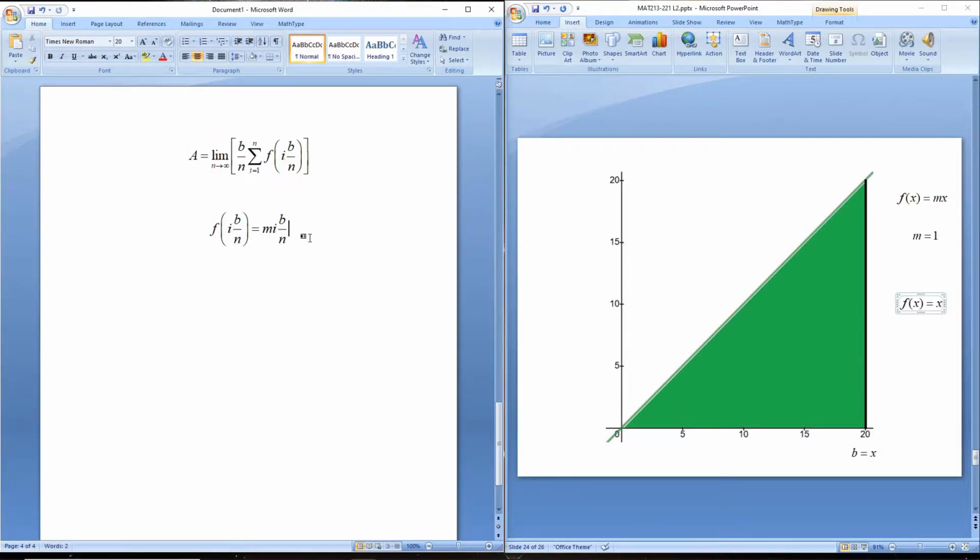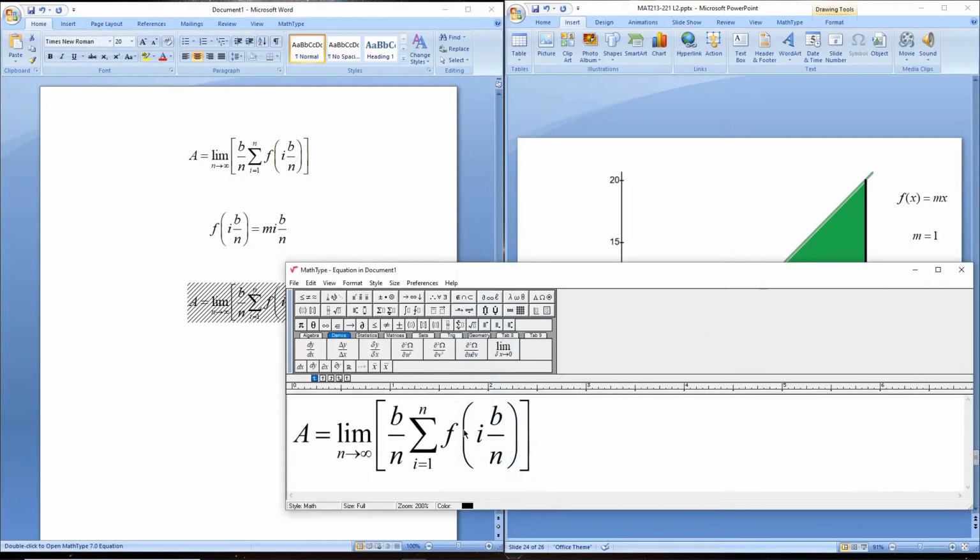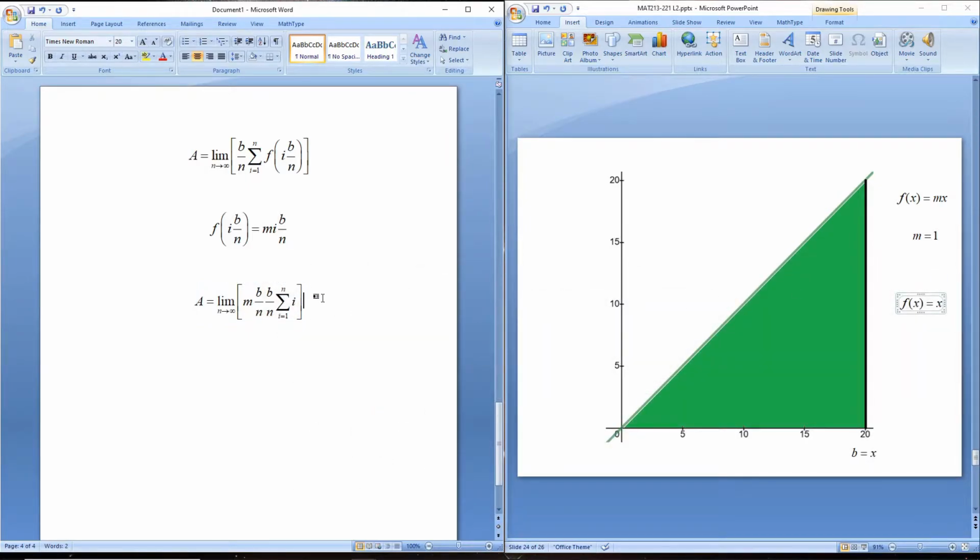And we're going to replace that into our summation. So this would be m i times b over n. Also recall, if something is constant, we can pull it outside the summation. So m right here, that's not dependent upon i, so we can pull that outside. b over n is also not dependent upon i, and we can pull that outside. And there is our expression.